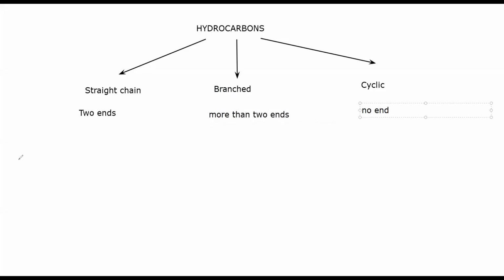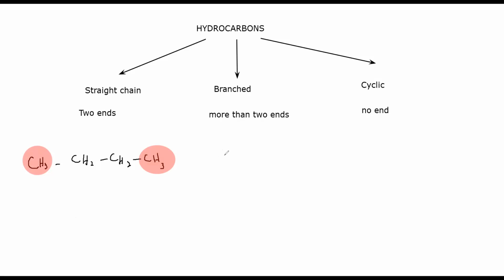So example, if I draw CH3, CH2, CH2, CH3. So you can see in this example, it's having only two ends. Like this is a start and the other one is end, or right side is start and the left side is end. So it's having only two ends. That's why we call that as a straight chain hydrocarbon.